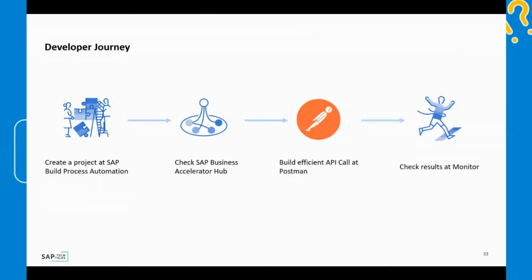I spent a couple of months to connect all these things together. I mean, SAP Build Process Automation, SAP Business Accelerator Hub, and the Postman.